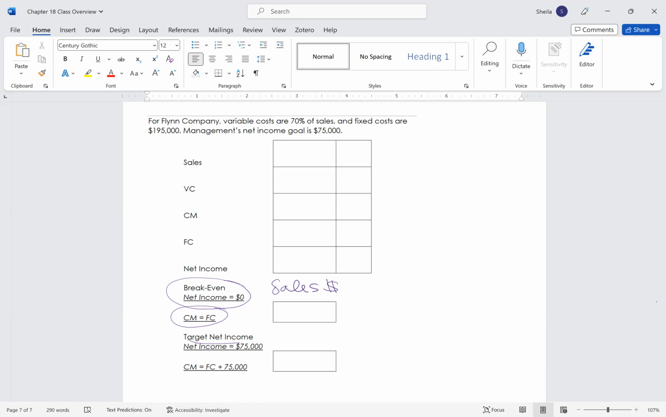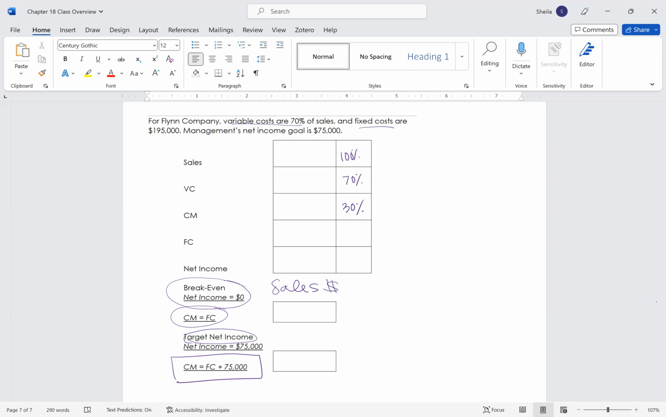But what about this idea of target net income? Again, we don't always want to just break even. Okay, again, break-even means our net income is 0. But what if we want to generate target net income of 75,000? That means, and here's the key, our contribution margin has to not only cover our fixed cost, but also help us generate 75,000 in net income. Okay, so thinking about this, we know that sales are 100%. Now this tells us for this company variable costs are 70%. Well, if that's the case, that means their contribution margin ratio has to be 30%.